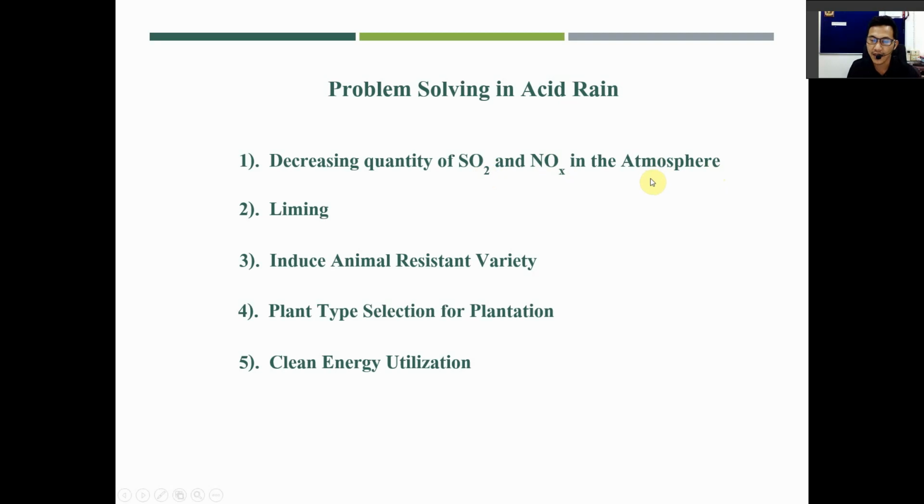But I would say that all the factories or plants have to make sure that the gas they release is just water vapor, not something like sulfur dioxide and nitrous oxide. Of course, we have to do liming to lift up the pH, because acid rain can cause acid soil as well. Introduce animal resistant varieties, do plant type selection for plantation, and use clean energy. These are all kinds of ways to solve the acid problem.